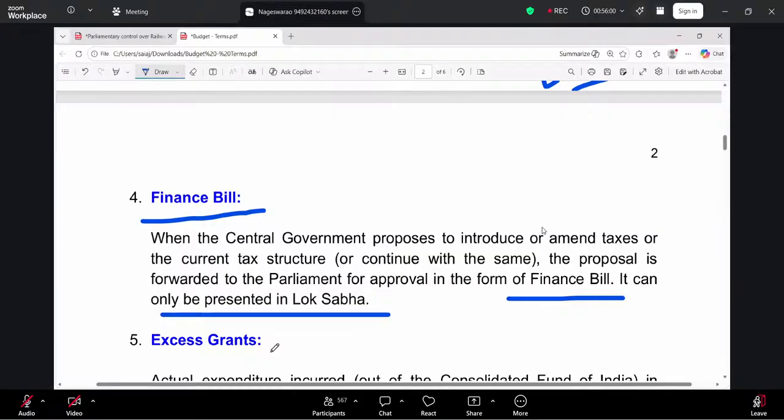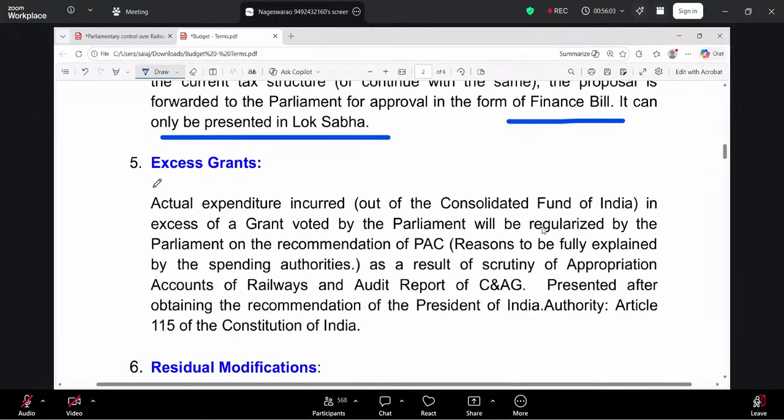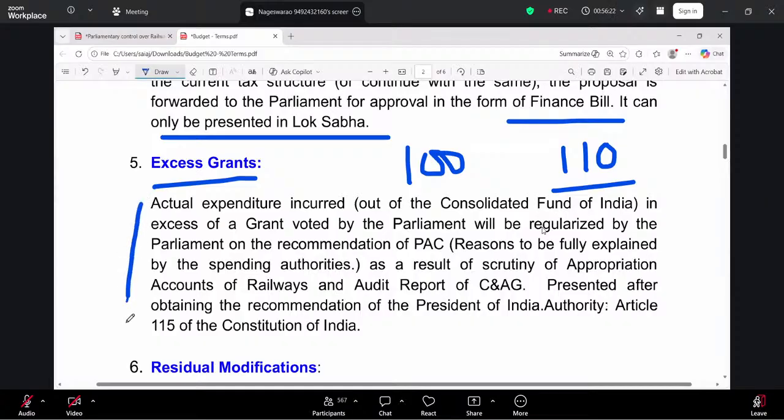Okay. What is excess grant? Already we discussed. So 100 rupees is grant, but by 31st March we spent 110 rupees. So already the financial year is over. So what is the excess amount? 10 rupees. This 10 rupees we are giving justification in the appropriation accounts. Why this 10 rupees excess, the Public Accounts Committee should recommend. Then scrutiny by the appropriation reports and audit.